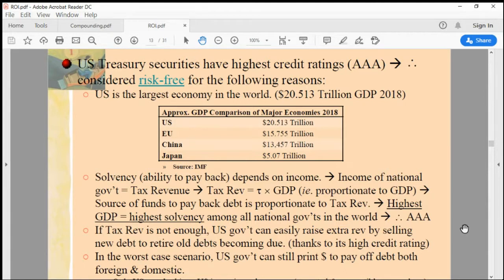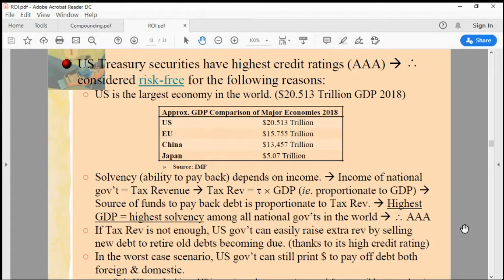Now, if it is a nation, if it is a country, a national government, they are borrowing, national governments are borrowing. So then what do you look at to make sure that they are solvent, they have the ability to pay back? What is the income of a national government? The major source of income for any national government or municipal government or local government. So, tax revenue, isn't it right? Tax revenue.